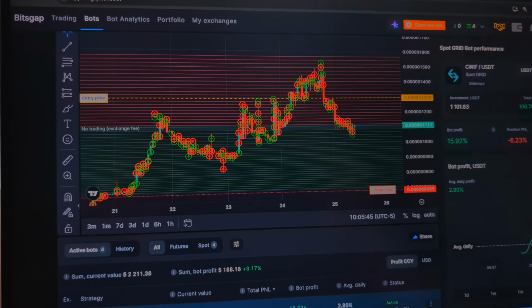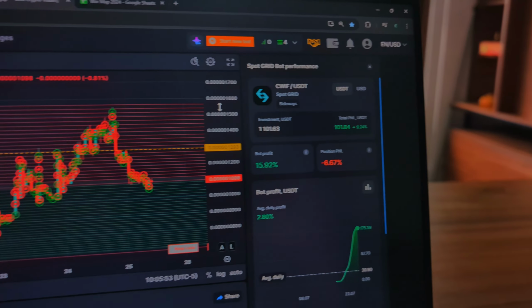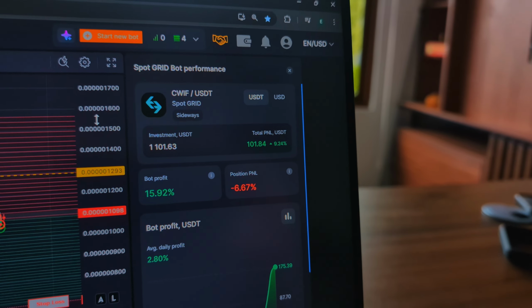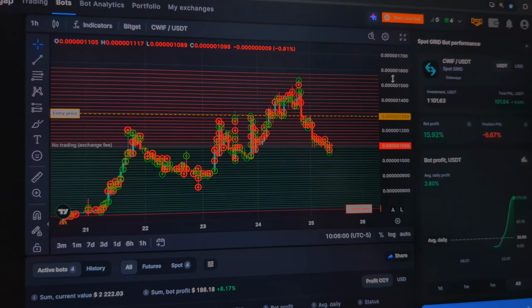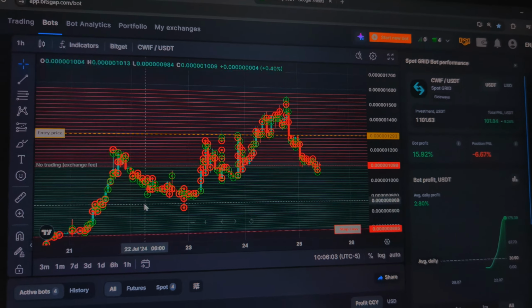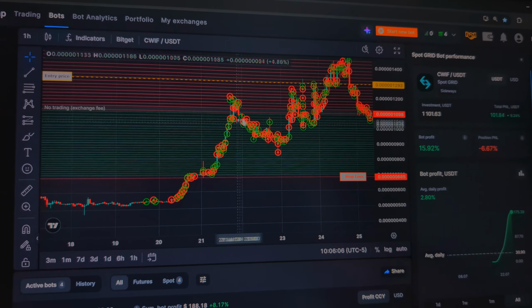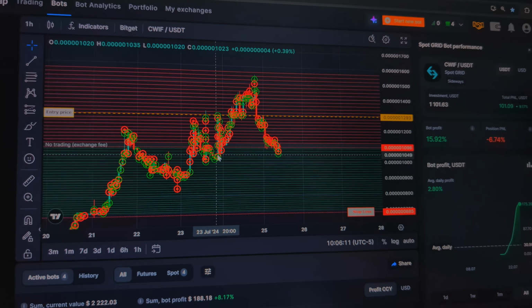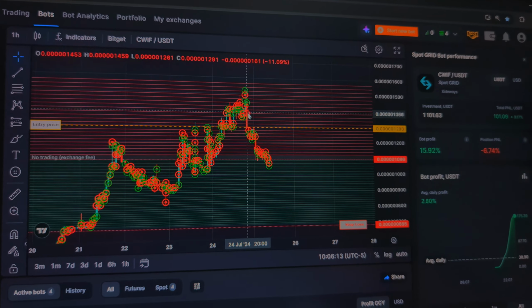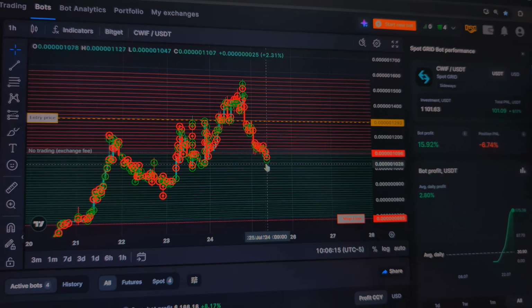So as you can see, this is the 1 hour time frame, the same cryptocurrency we have been trading over the last week. So we have quite an interesting price action. We had a strong up from the beginning. Then we have a down, then we have a lot of sideways movement, then we also have a strong up, and now we have a strong down.